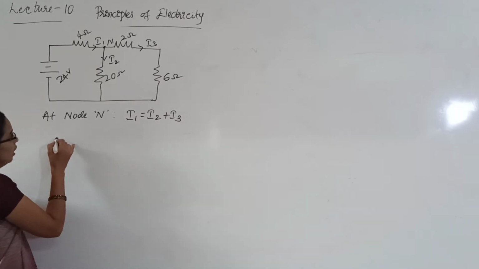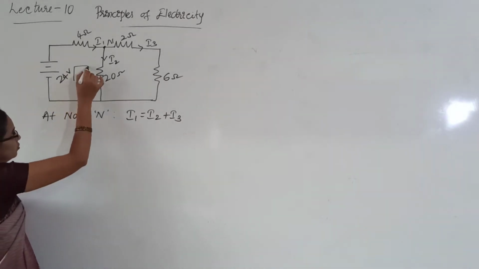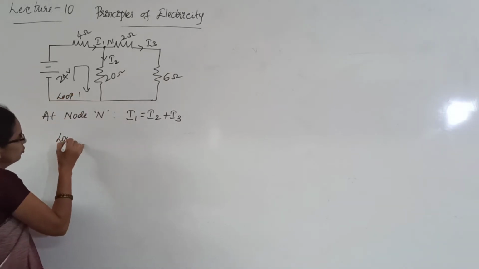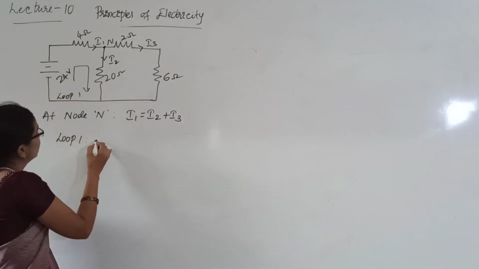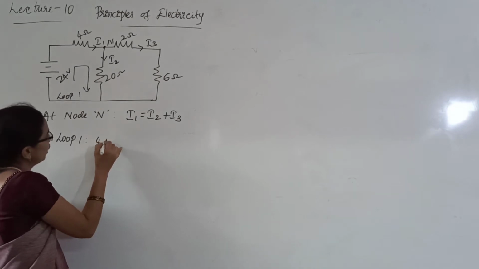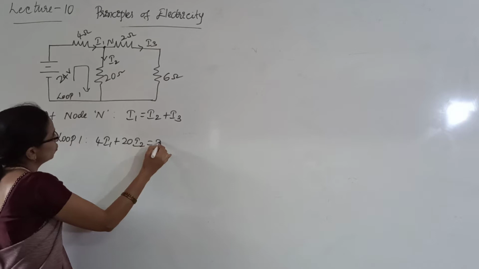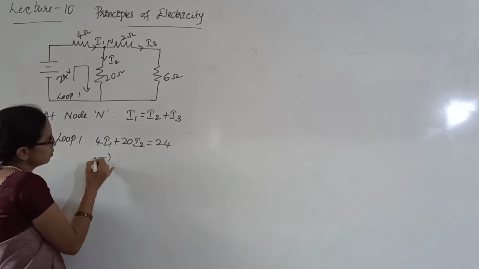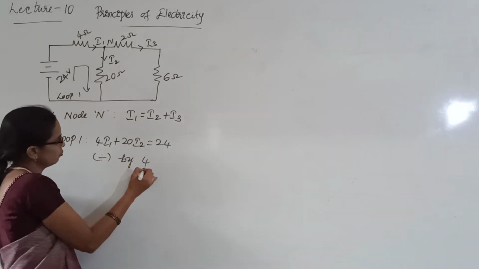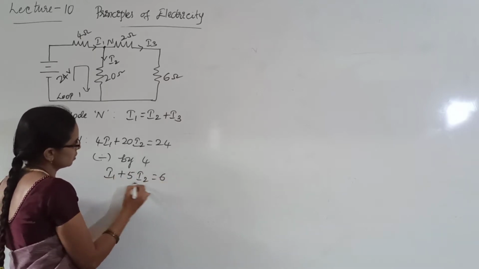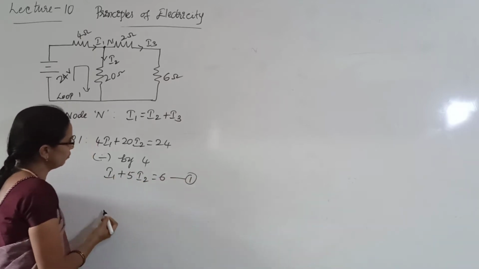Okay. For loop 1, apply KVL, it will be 4I1 plus 20I2 is equal to 24. I will divide this equation by 4. I1 plus 5I2 is equal to 6. Call this as equation number 1.